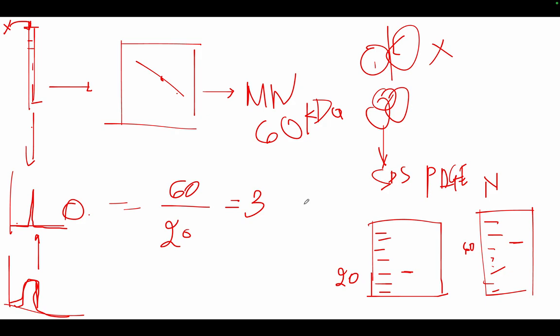It may not be obvious in the SDS-PAGE gel. Okay, in the SDS-PAGE gel, I'll just get a band around 20 kDa, I'll be happy. But in the SEC profile, it'll be obvious how heterogeneous or how homogeneous my sample is.